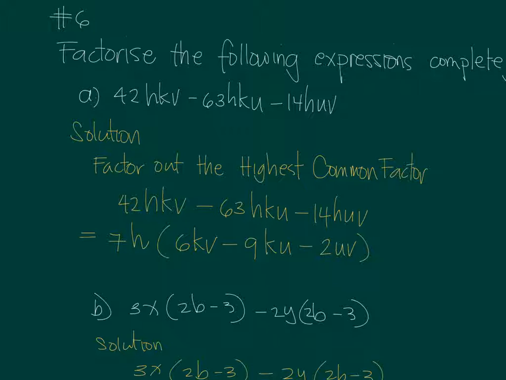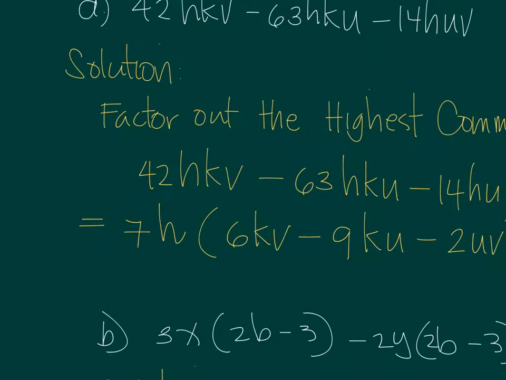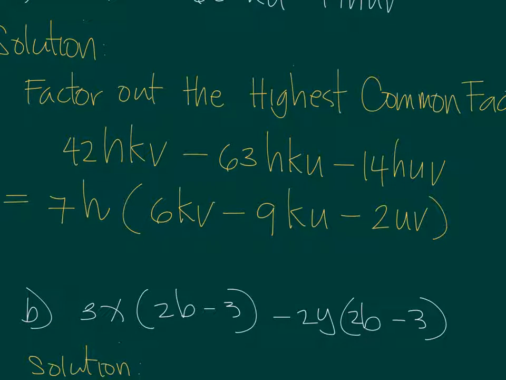Once you have identified the highest common factor, which is 7 for the numbers, then for the letters, you have to check which letter is common among the terms. If you look at the terms, you have HKV, you have HKU, and HUV. The common variable here is H. So that means you can factor out the H together with the 7.